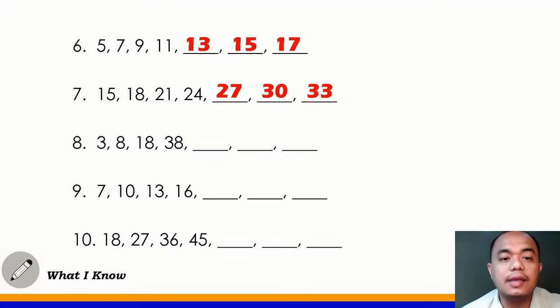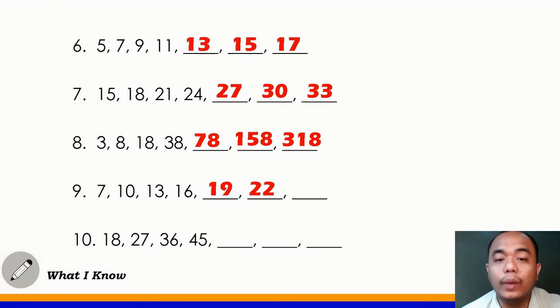Number 8: 3, 8, 18, 38. The next 3 terms are 78, 158, and 318. Number 9: 7, 10, 13, 16. What are the next 3 terms? Yes, it's 19, 22, and 25. Next, number 10: 18, 27, 36, 45. And it's 54, 63, and 72.